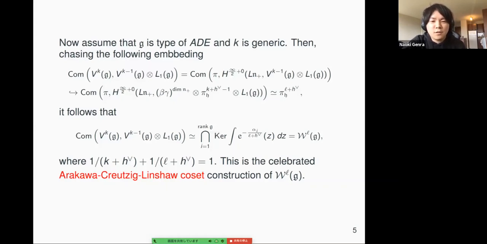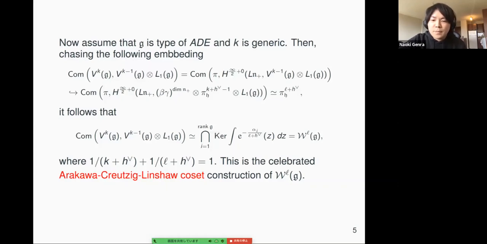And we know that such a kernel of a screening operator is just the exponential of minus alpha_i over (k plus h check V). So we can identify this coset as isomorphic to a W-algebra. This is proved by the famous Arakawa-Creutzig-Linshaw coset theorem, a very useful and very great result for coset theory.